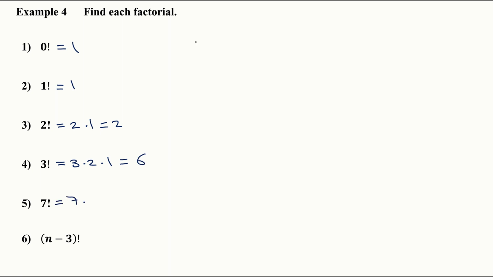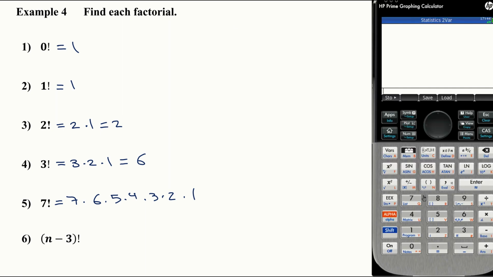7 factorial is going to be 7 times 6 times 5 times 4 times 3 times 2 times 1. Now we can of course handle that by just typing it in. 7 times 6 times 5 times 4 times 3 times 2. Of course, we don't need to write the times 1, because we know that's not going to make a difference. So we end up with that. However, as you can imagine, if we have to do this for, say, 12 factorial, that's a lot of writing.